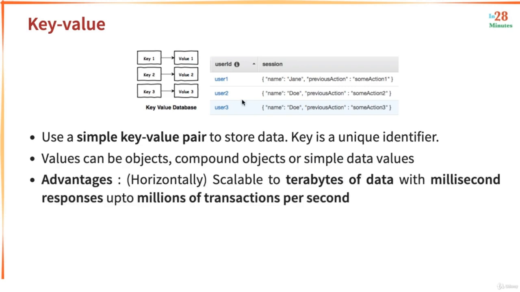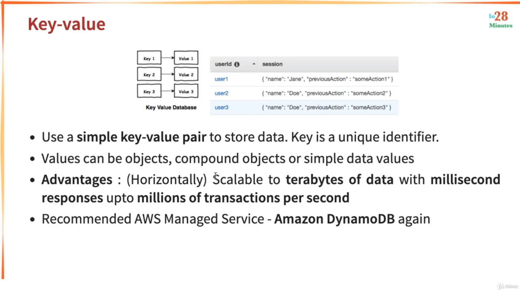The advantage to this kind of structures is again that these are scalable to terabytes of data with millisecond responses up to millions of transactions per second. The thing is, I've exactly copied out the same thing from document databases to here. Because document databases and key value databases are highly scalable and they can provide millions of transactions per second. And the recommended service is Amazon DynamoDB. So for document databases and key value databases, Amazon DynamoDB is the right option.